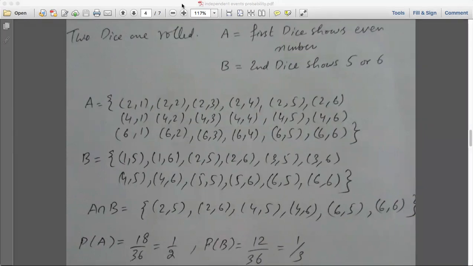So what is event A? Two dice are rolled. Event A is first dice shows even number. Okay, first dice shows even number. What is event B? Second dice shows 5 or 6.